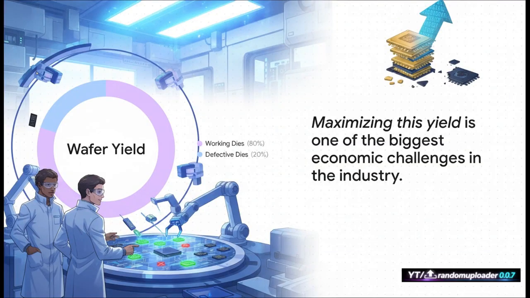And this brings us to this really important concept called yield. As you can see here, even in the very best factories, not every chip comes out perfect. A typical yield is around 80%, which means 1 in 5 chips on this super expensive wafer is just discarded. Trying to maximize this yield is one of the biggest economic puzzles in the industry because it directly impacts the final cost of pretty much every device you own.